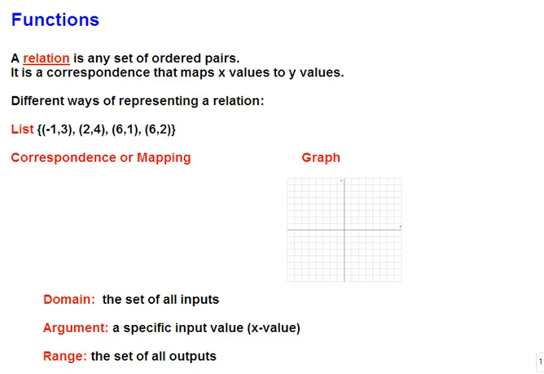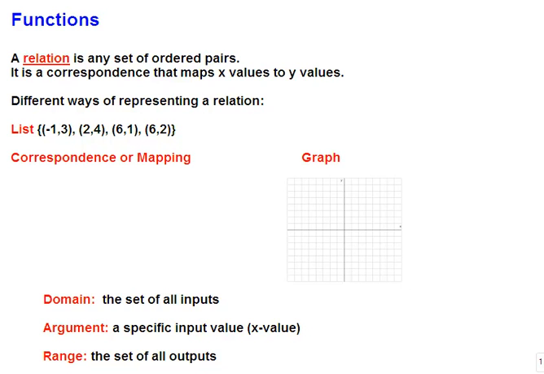There are very different notations that you can use to represent a relation, and the first one that we're going to talk about is what's called a list, and that just lists your x comma y's as ordered pairs and uses these curly braces to designate your list of all the ordered pairs in your relation.